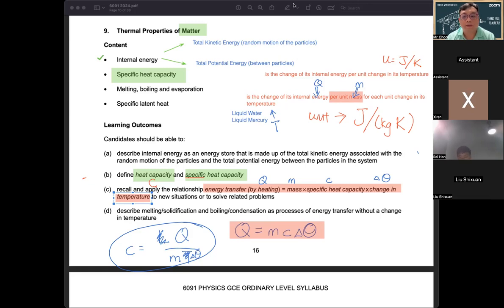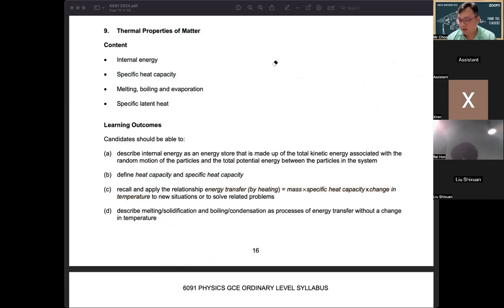So let me give you some example of value of the specific heat capacity of certain items. For liquid water, the specific heat capacity of liquid water is 4,200 joule per kg per Kelvin. You so far? What does this mean? For 1 kg of liquid water, it requires 4,200 joule of energy to raise it by 1 Kelvin or 1 degree Celsius. You so far?